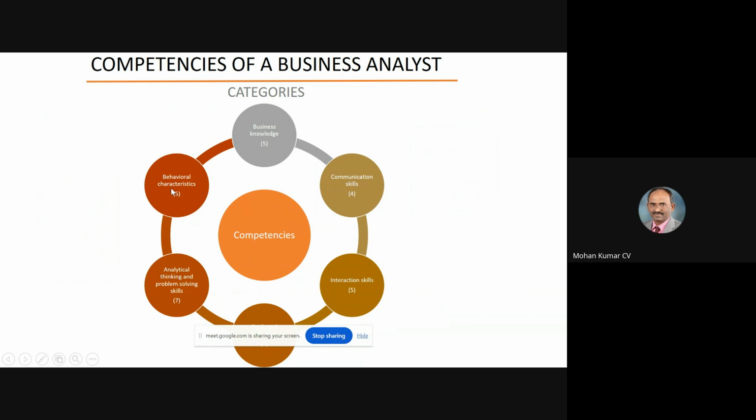Like that, behavior characteristics has 5 competencies. Business knowledge has 5 competencies. Communication skills has 4 competencies, and interaction skills has 5 competencies. Tools and technology has 3 competencies. Total 29 competencies are there. 6 categories, 29 competencies. Clear? Ify, you are with us?